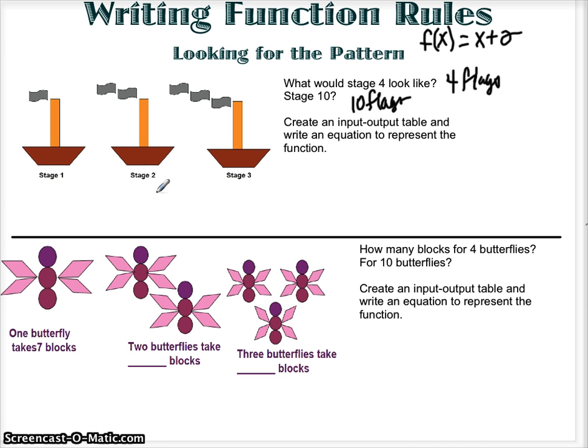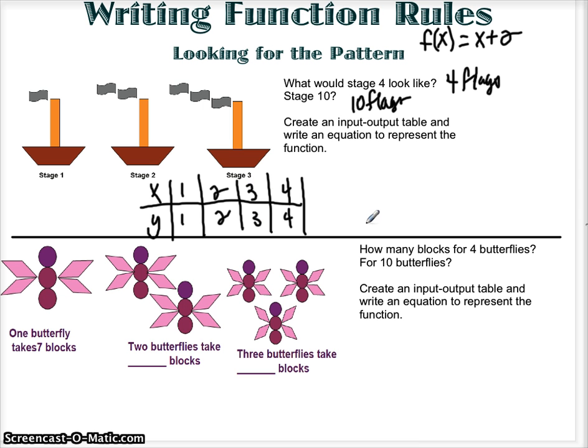So if we have an input-output table, let's call it x and y, our stage number and our number of flags. Stage 1 has 1 flag, stage 2 has 2 flags, stage 3 has 3 flags, and so on. Okay, if you keep that going, each y value basically equals the x value. So when we write an equation, you can write that as y equals x, or in function notation, f of x equals x. That just tells you y equals x.